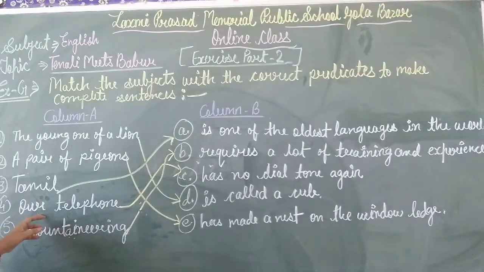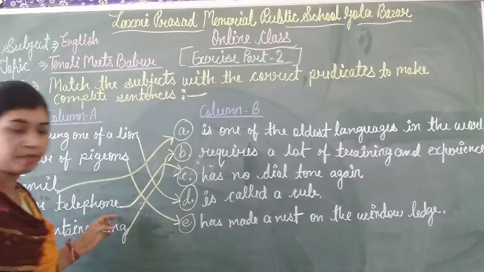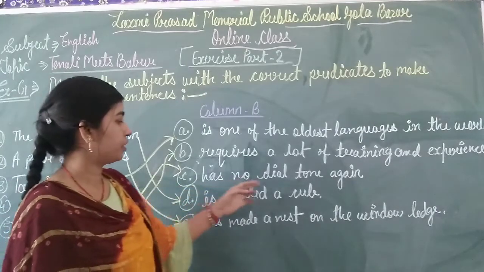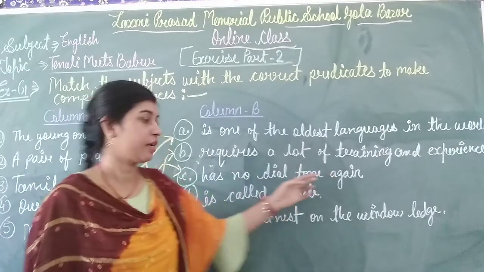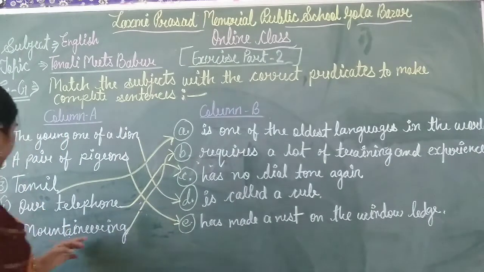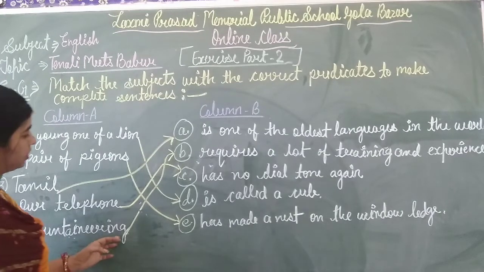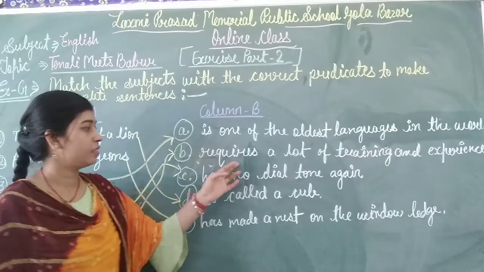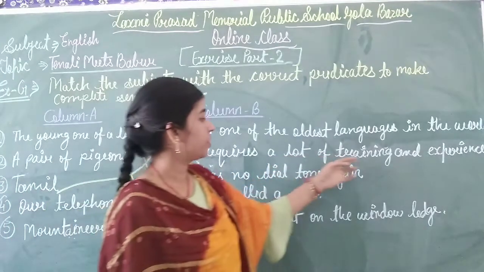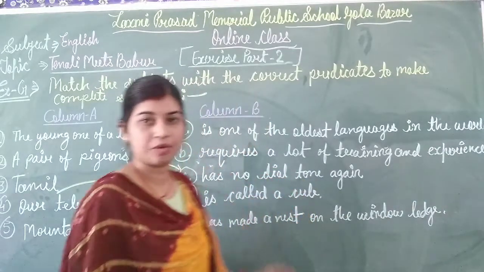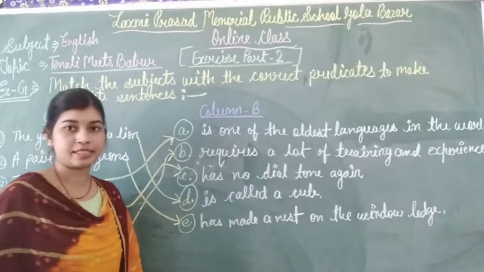Now, next number 4, our telephone. Number 4, our telephone will match with option number C. Has no dial tone again. Now next and last, number 5. Number 5 is mountaineering, and mountaineering will match with option number B. That is requires a lot of training and experience. Okay, so students, I hope this is clear to you. Now next exercise.